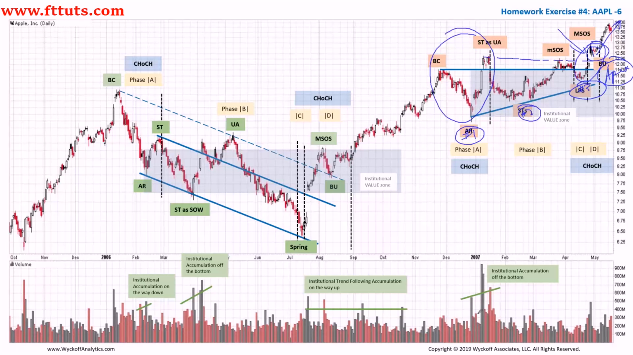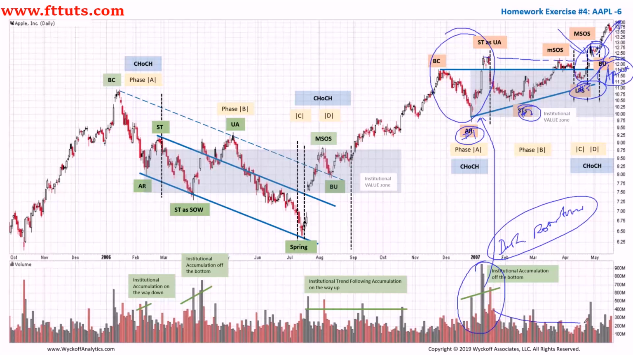Usually in the apex formation, a lot of the volatility is going to be in phase A or early phase B. This is where the institutional rotation will happen. With this institutional rotation, we are going to see the exchange of shares between strong institutional hands and weak institutional hands. And then after that, into the apex formation, the volume signature is going to diminish significantly.